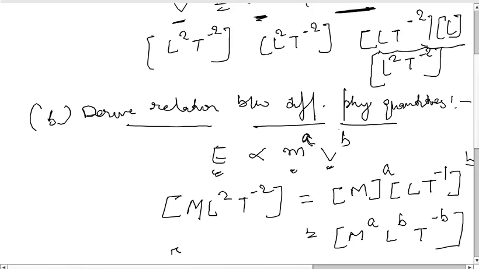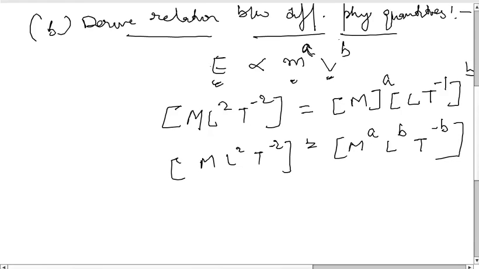So this dimensional formula must be equal to this one, and we can find the values of a and b. What are the values of a and b? Tell me. a is equal to 1 and b is equal to 2. Very good, right? So we can directly compare these values. a is equal to 1, b is equal to 2.